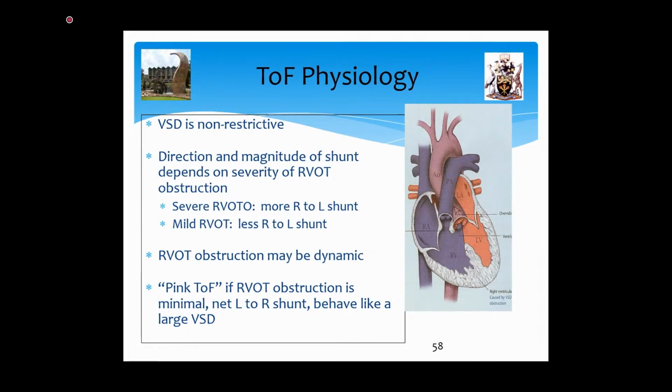And the obstruction through the RVOT is dynamic. Sometimes when the children are irritated, the heart pumps faster, and the obstruction gets worse. That's what we call TET spells. There are a few who have less obstruction, and they might not be cyanosed, but they are still TOF.